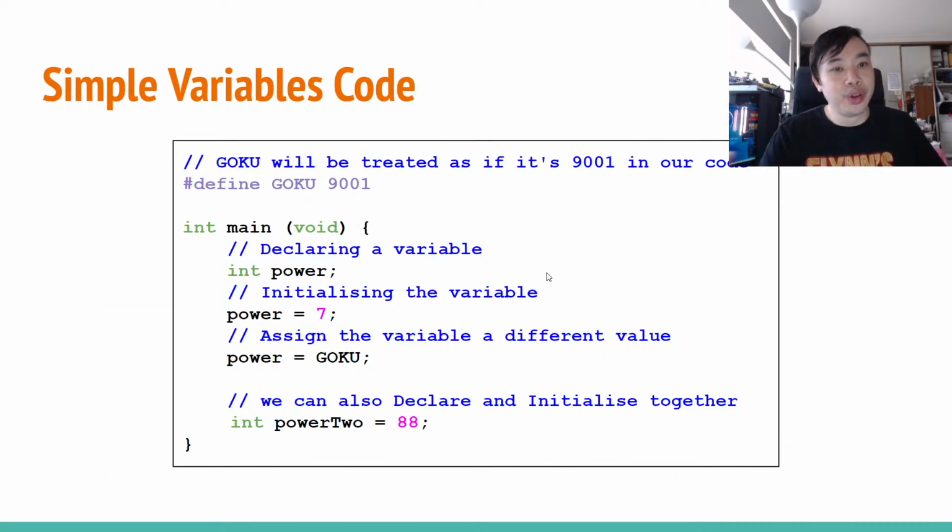Really, really simple code for variables. I haven't referenced this in particular yet this term, but if I want to define, let's say, Goku here as 9001, because it's over 9000.